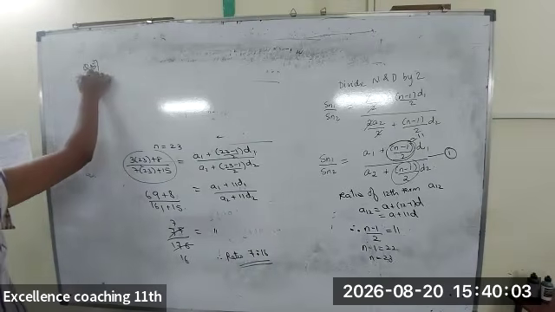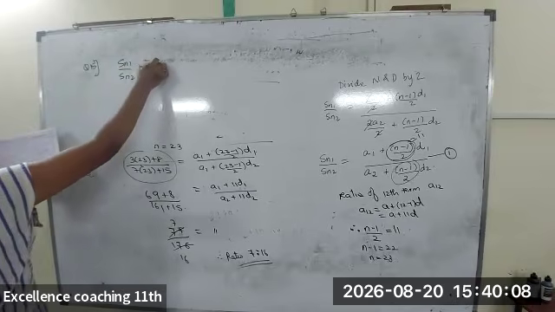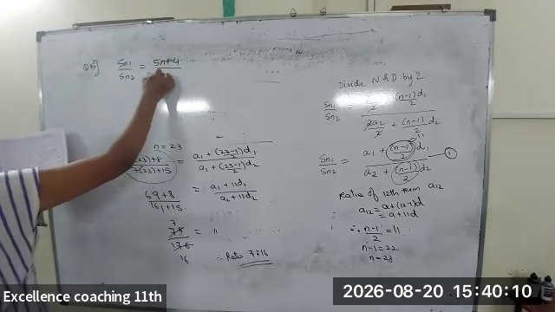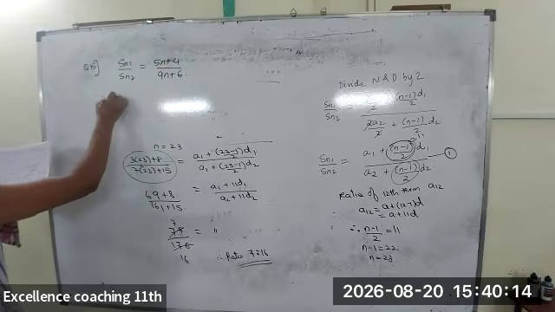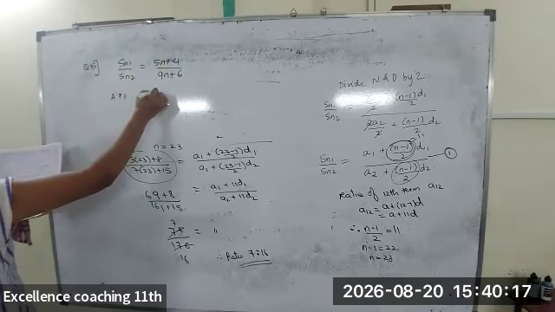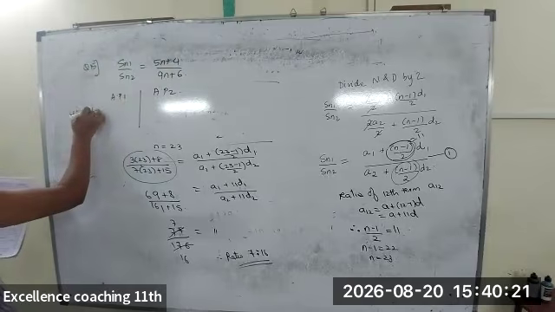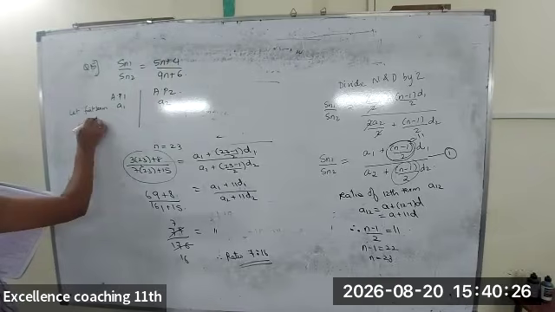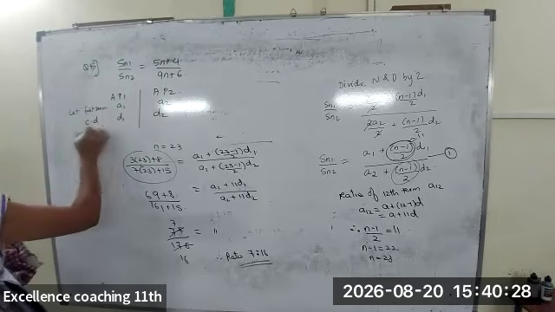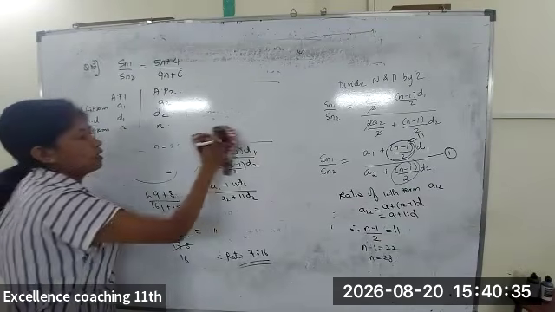Question number 15. Sn2 is given as, now this part will remain the same. Let the first terms be A1, A2. Common differences be D1, D2. The number of terms is the same. And now write the sum formula.